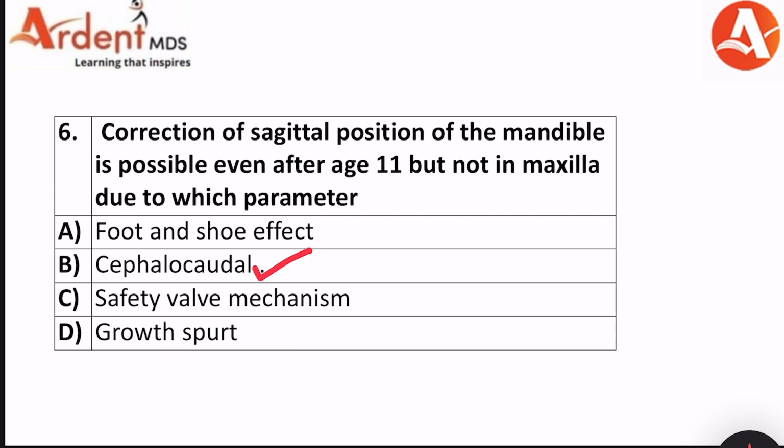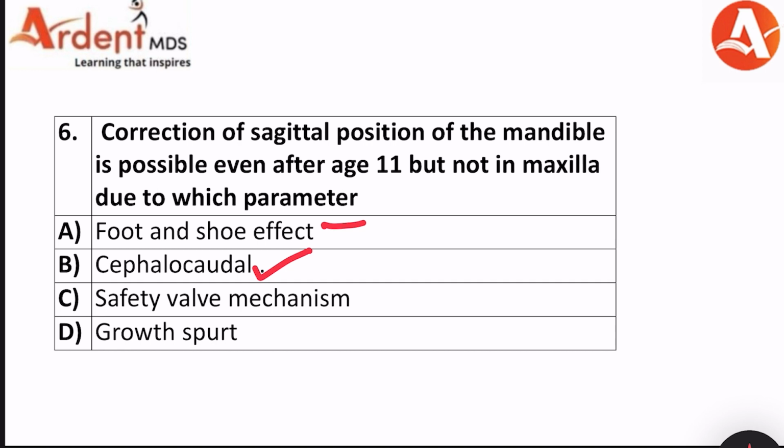The maxilla growth tends to complete earlier than the mandible. Since the mandible is away from the pituitary, it grows for a longer duration of time. So the answer for this question is cephalocaudal growth gradient. We will also have some extra insights.